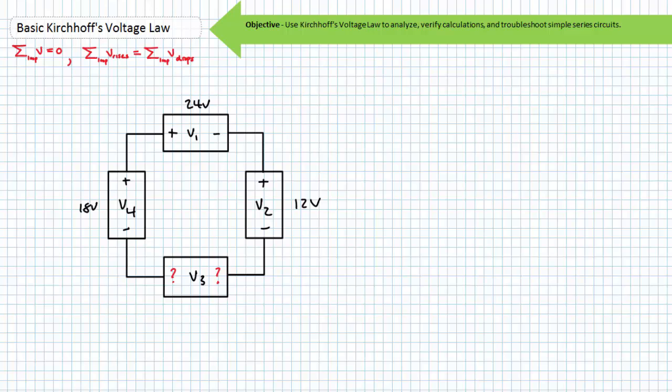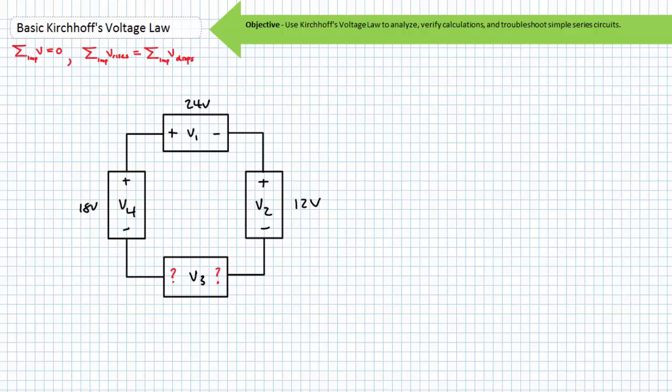Because as we previously demonstrated, it doesn't matter if you're right. It just matters that you're consistent. Additionally, you can just randomly assign a polarity to the unknown element. If you get a positive answer, it means you randomly chose the correct polarity. If you get a negative answer, it means your magnitude is correct, but you just randomly chose the wrong polarity.